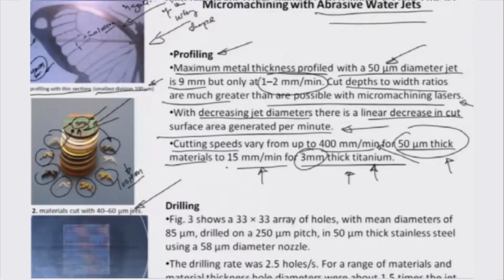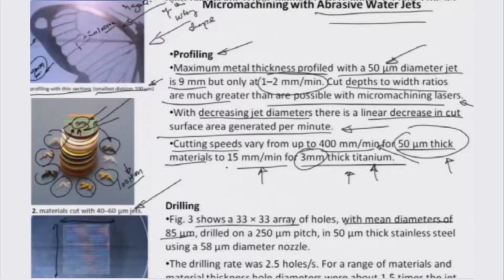A very interesting aspect of AWJM, abrasive water jet micro machining, is again illustrated here. This gives a kind of futuristic way of creating micro size features and structures for a variety of electronic and microfluidic applications. So, for example, figure 3 shows an array of 33 by 33 holes. Okay. So, there are exactly 33 holes here and 33 holes in this direction, and each hole has a mean diameter of about 85 microns.